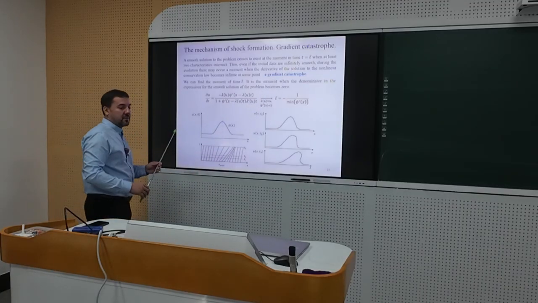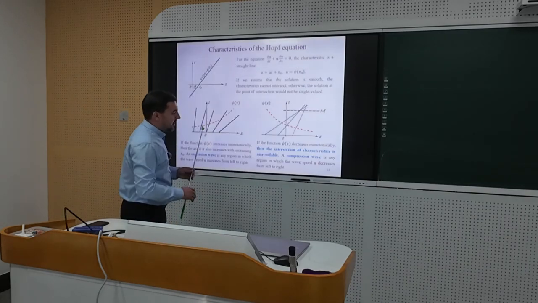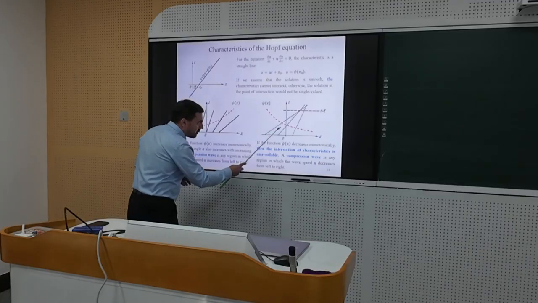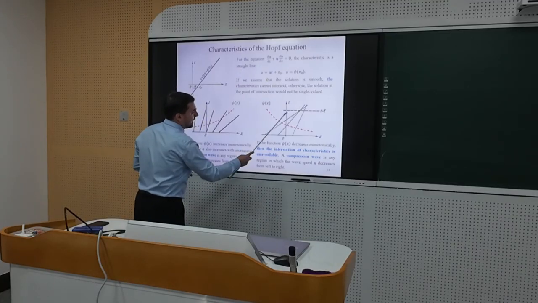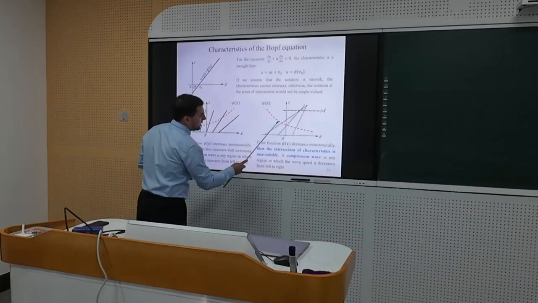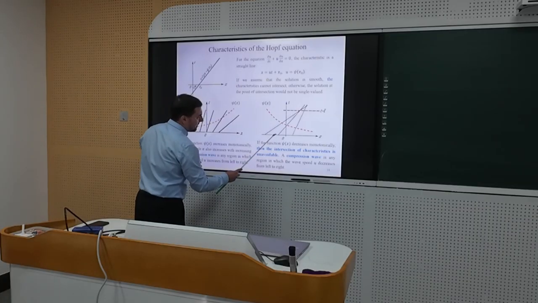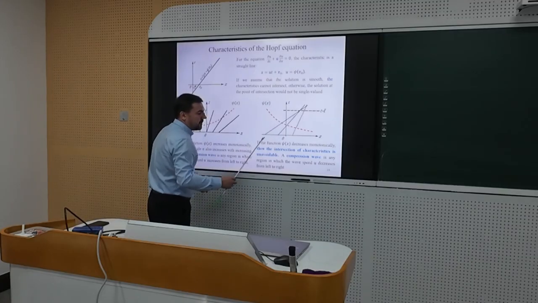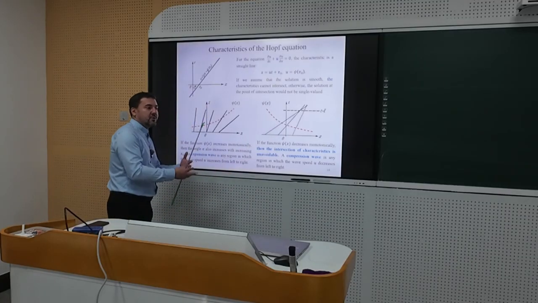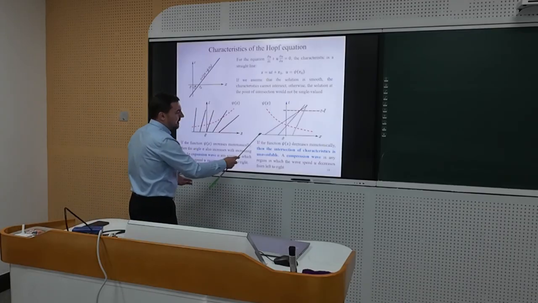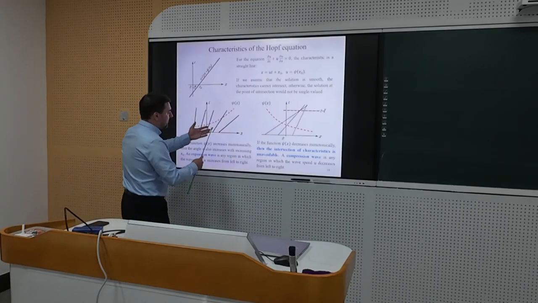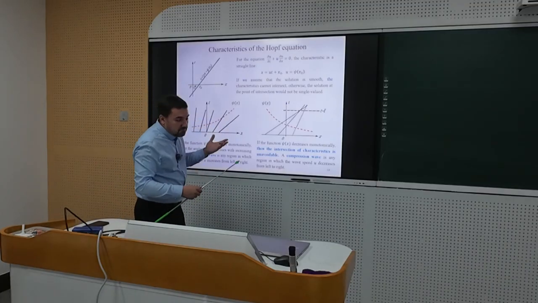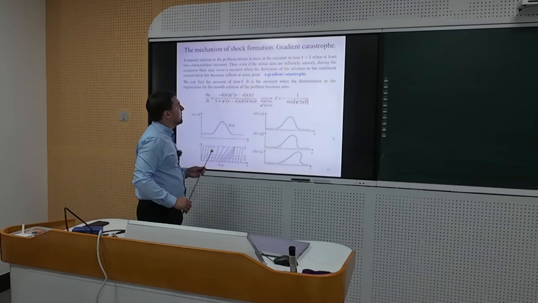Why is it so? Because each characteristic corresponds to the initial solution, and then the solution propagates along this characteristic line. One solution propagates along this line, another solution corresponding to this point propagates along another characteristic, and when we have intersection, we don't know which solution is now valid, because one came from here, another came from here. Here, we didn't have such a problem because they did not intersect. That's a problem. What should we do in this situation?